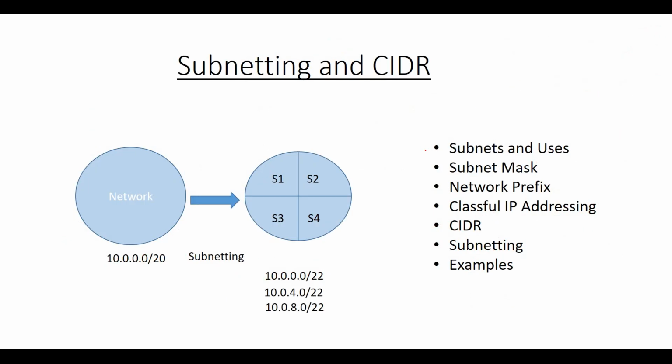In this video we have seen what a subnet is and what its uses are, and we have explained the concepts of subnet mask and network prefix. We also have gone through classful IP addressing and CIDR. Finally, we have seen what subnetting is and how it is done. We also have gone through some important examples to explain subnetting.